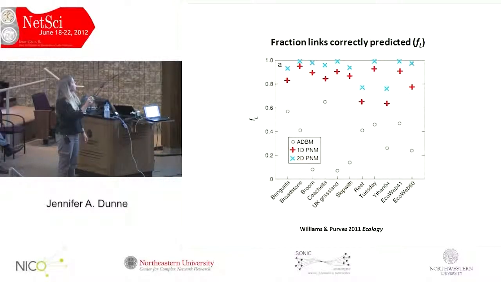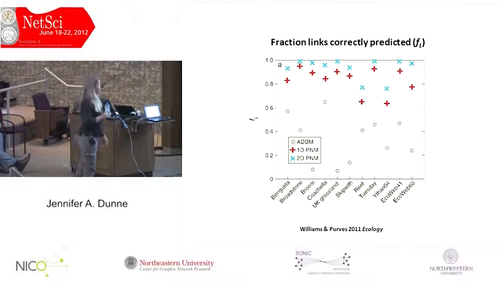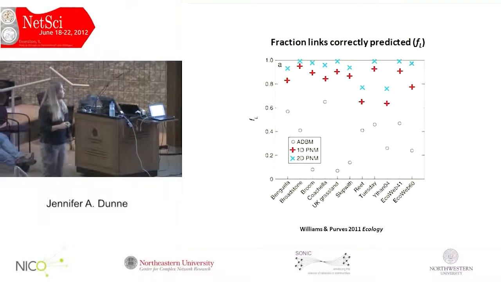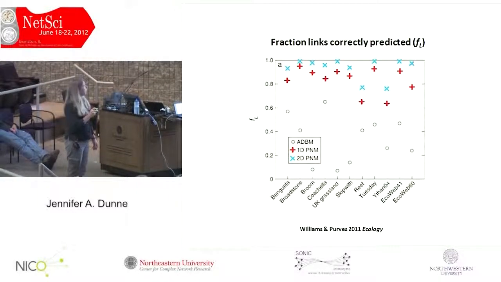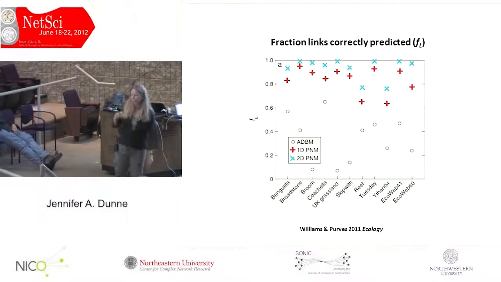So the red crosses show a one-dimensional probabilistic niche model. The blue crosses show a two-dimensional probabilistic niche model. And these other circles show the results from a model published by Owen Petchey and his colleagues. In this case, you can see that the probabilistic niche model is doing a really good job of predicting over 80% of the links in most of these second-generation food webs. Adding a second dimension improves the fit slightly.